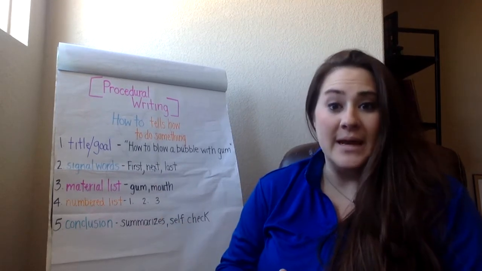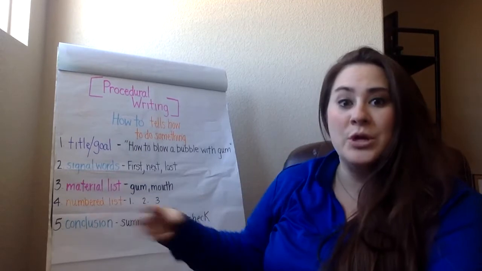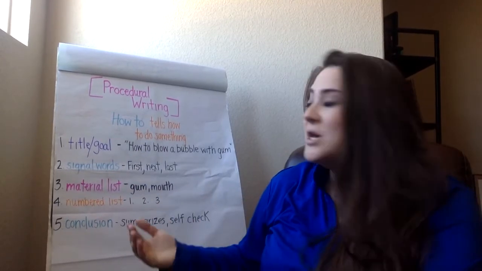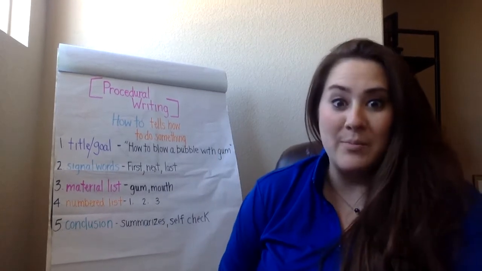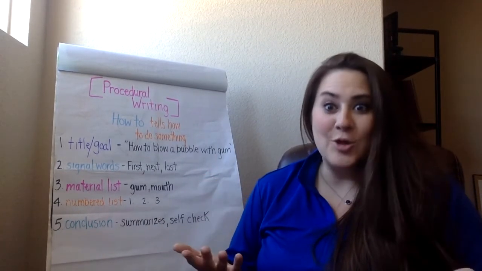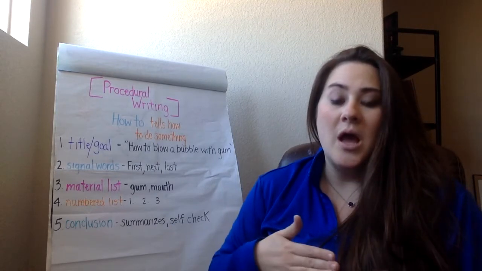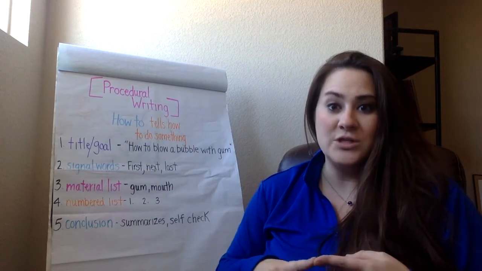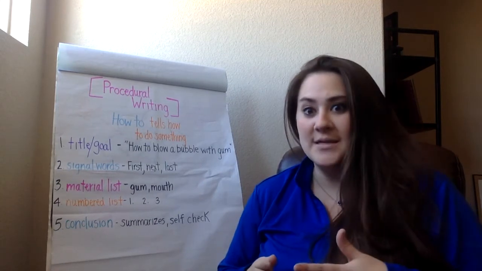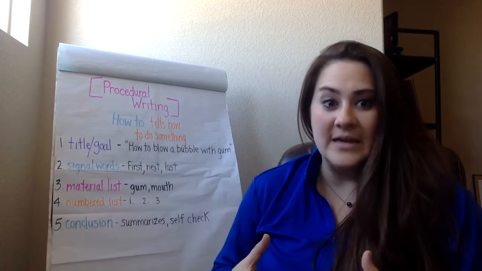Things to keep in mind for procedural writing is you have to have your title or your goal in mind. So, an example of this would be how to blow a bubble with bubble gum. That's the goal, and that is what I am teaching you to do. For procedural writing, you also have to have your signal words. You need to have first, next, last. You could use words like second, then, finally.